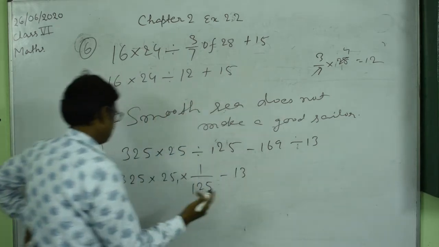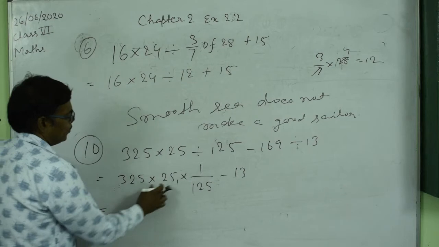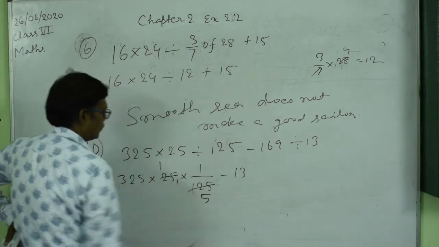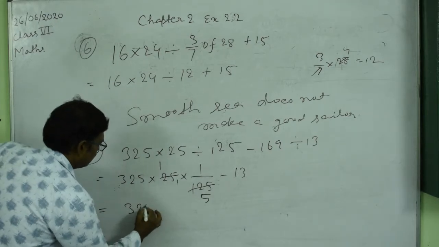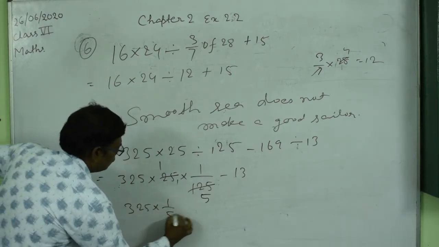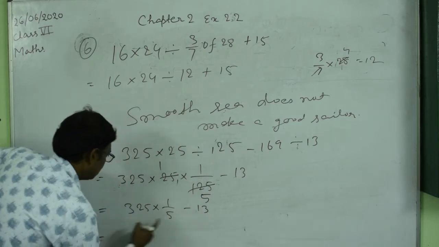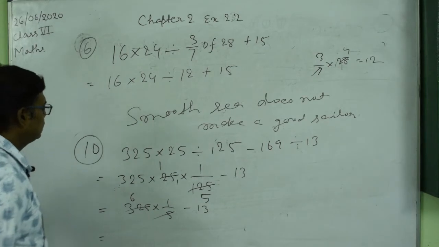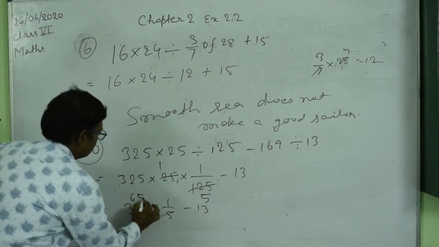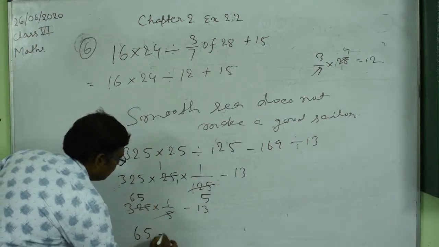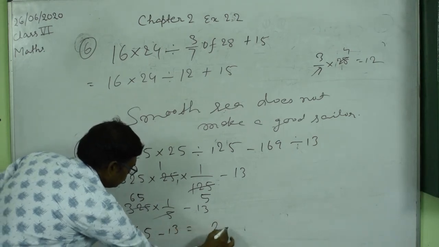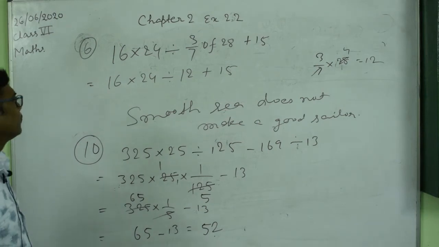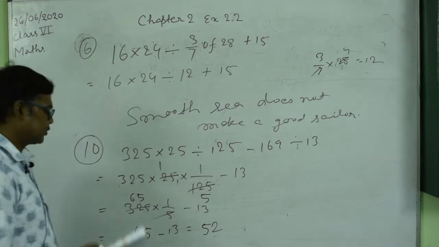And next, now cut it here. 25 ones are 25 and 25 fives are 125. So you have 325 into 1 by 5 minus 13. Then you have, now cut it again. 5 sixes are 30 and then 5 fives are 25. So this is 65 minus 13, equal to 52. Okay. So the answer is 52. So this is the answer of this question number 10.